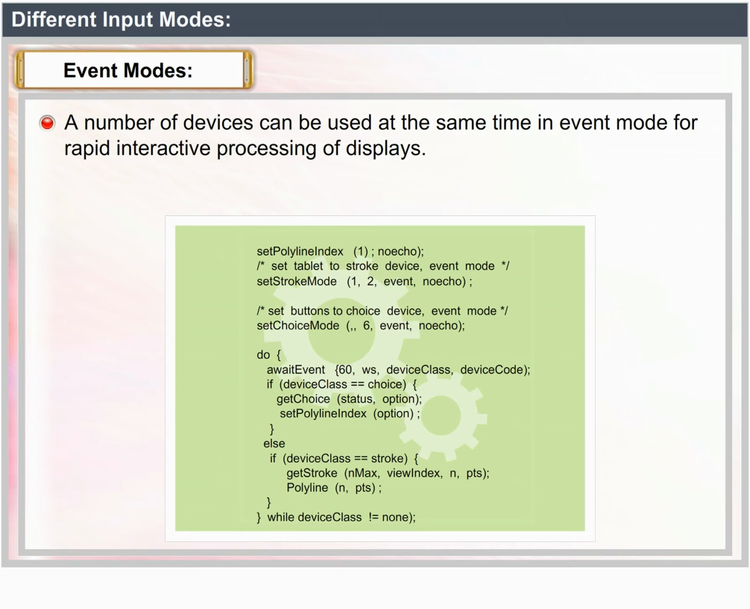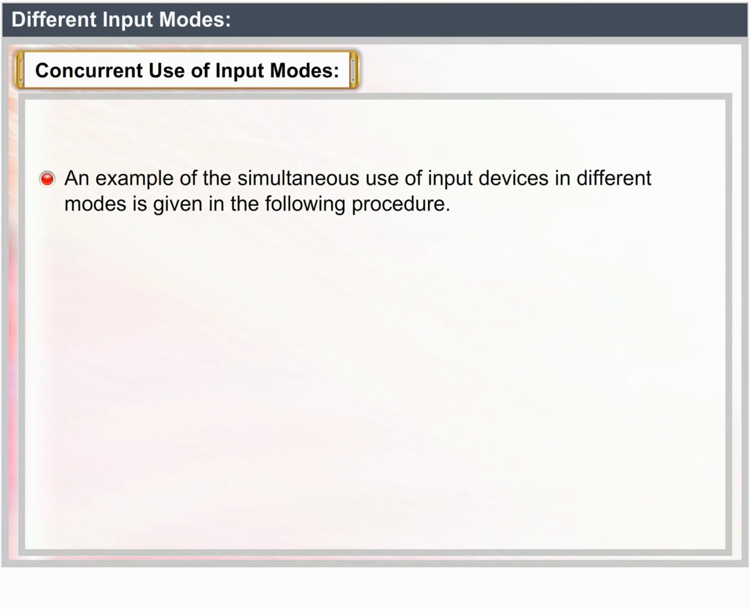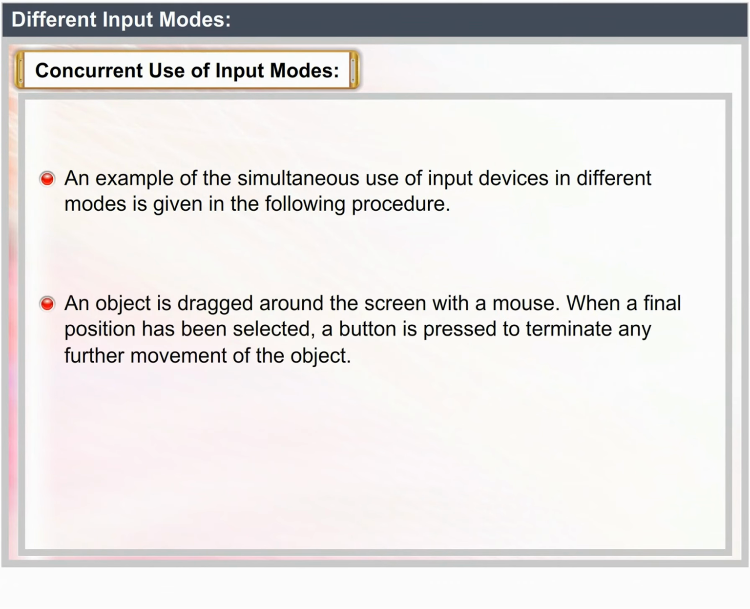Concurrent use of input modes. An example of the simultaneous use of input devices in different modes is given in the following procedure. An object is dragged around the screen with the mouse. When a final position has been selected, a button is pressed to determine any further movement of the object. The mouse positions are obtained in sample mode, and the button input is sent to the event queue.